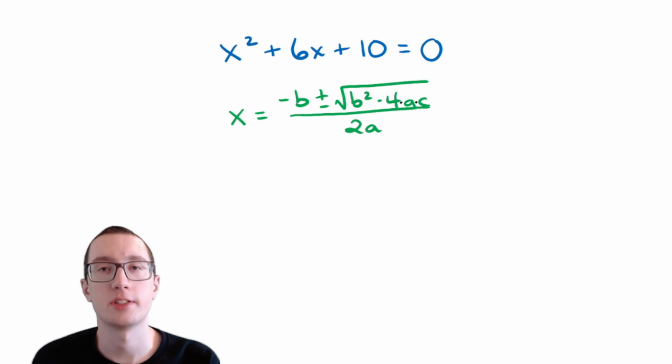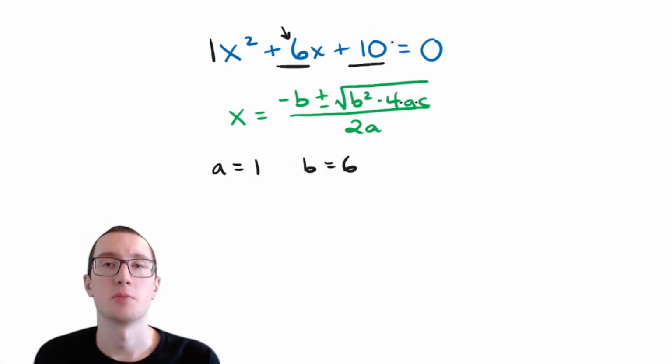All right, so we're going to do this exactly the same way. We need to figure out a, b, and c. So a is going to be the one in front of x squared. So that's going to be 1 because we don't have a number in front, so you assume it's 1. So a is 1. B is the one right here, and b is +6. And c is the one right here that's by itself without an x in front of it. So that will be 10.